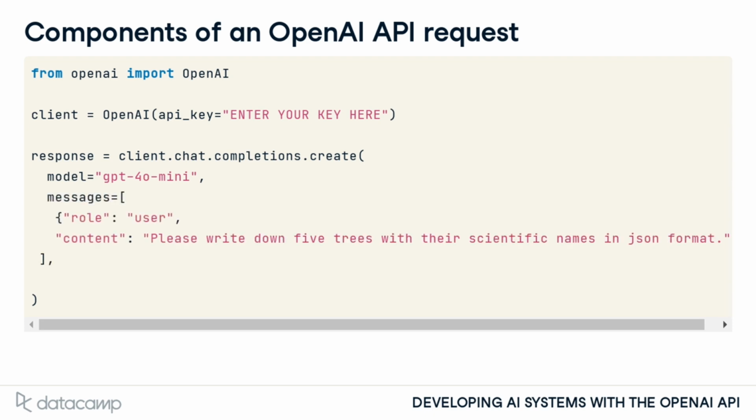In this example, we're asking to list 5 trees with their scientific names. This can be done by specifying the response format parameter that can be set to formats such as JSON and text. Setting it as type JSON object allows us to extract relevant data when communicating with external applications. In addition to the parameter, note that we also specify the format in the prompt.